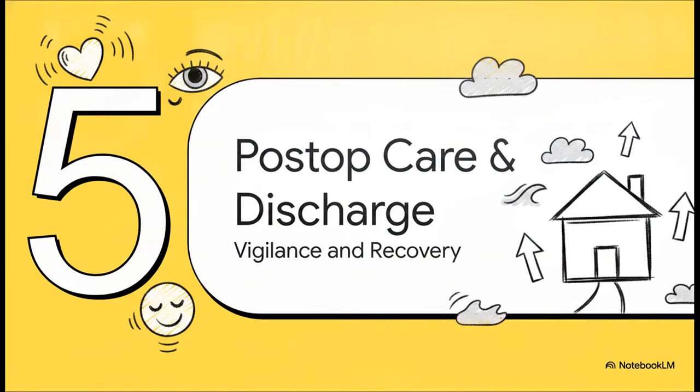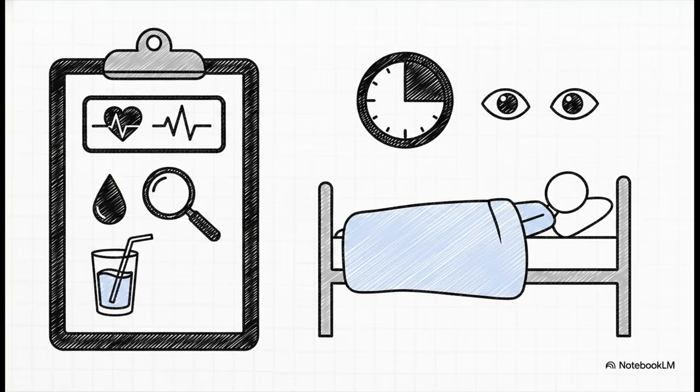Section 5. Postoperative care and discharge. Vigilance and recovery. Just because the patient is out of theater doesn't mean they're out of the woods. You have to rigorously monitor their vitals, recheck that hemoglobin if there was significant blood loss, and watch like a hawk for rebleeding. Crucially, the 2026 guidelines enforce a minimum 12 to 24-hour in-hospital observation window even for minor bleeding events, and a significantly longer stay following a major hemorrhage.